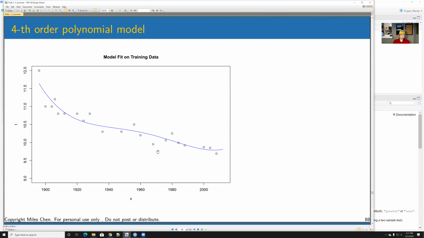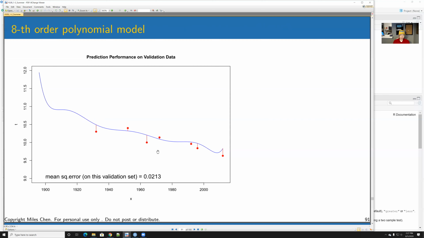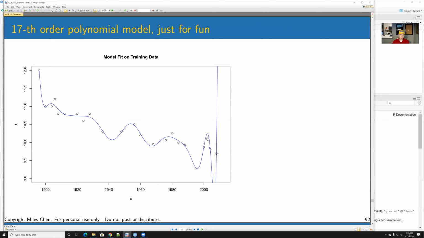Here it is for the 4th order polynomial. We get a mean squared error of 0.019. Here it is for the 8th order polynomial. And now we start to see some of the problems of using a high order polynomial. With an 8th order polynomial, we get some things starting to curve up here, and we can see we're starting to get some deviations here. And then here it is for the 17th order polynomial that we did, which was kind of silly.